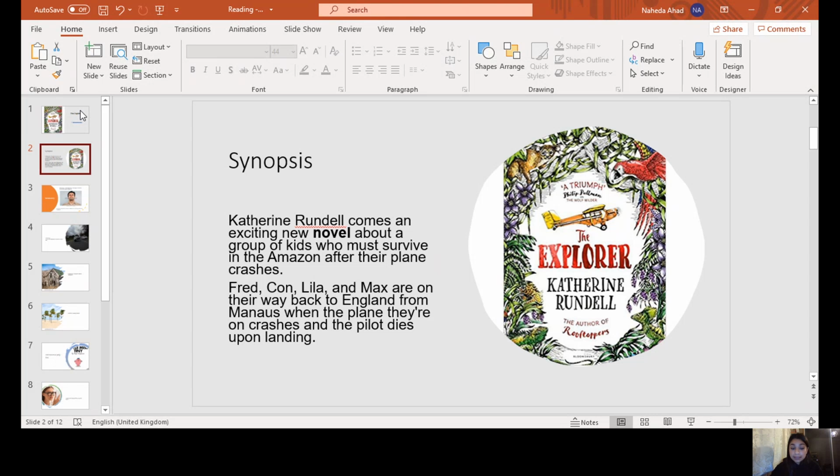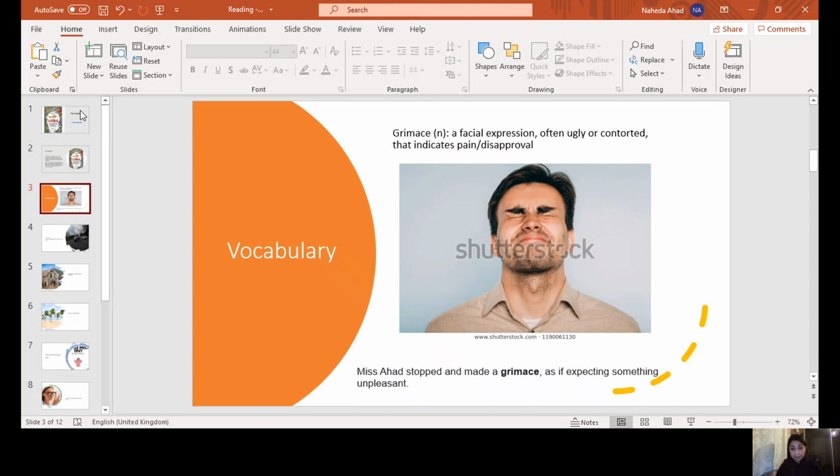They are on their way back to England from Manaus when the plane they are on crashes and the pilot dies upon landing. A pilot is someone who has the necessary skills and qualifications to fly a plane. They have had a lot of training and have been to university to help them understand how to fly a plane.